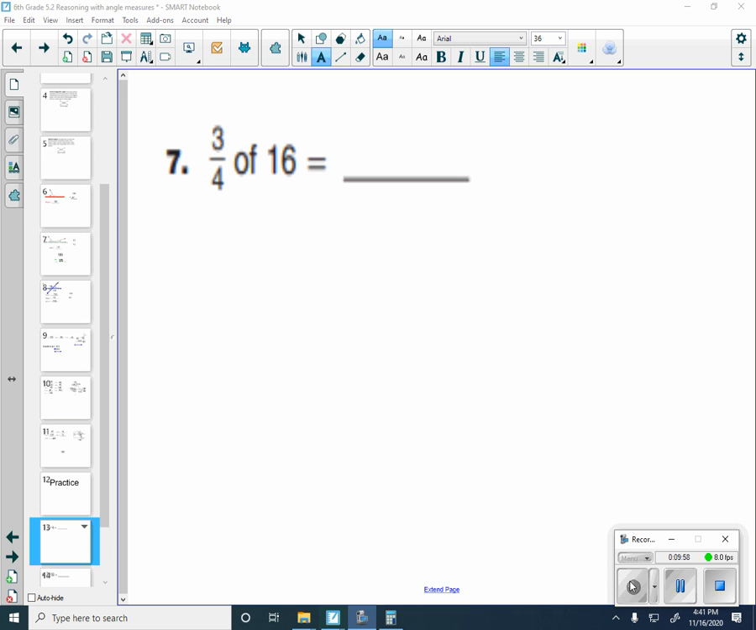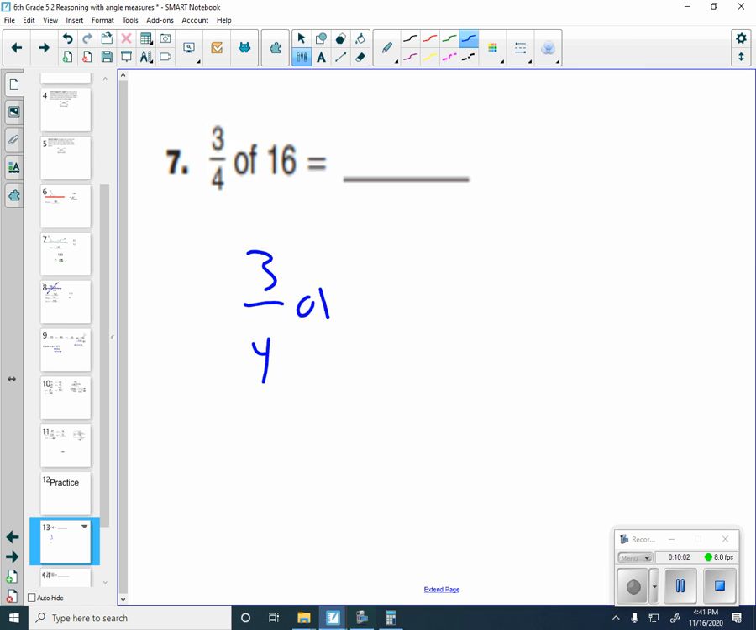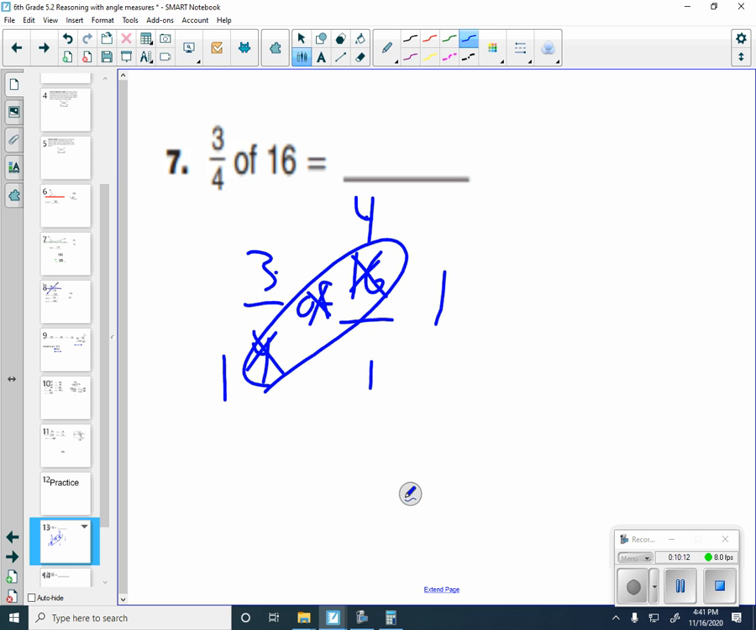We have 3/4 of 16 over 1. Let's cross reduce these because of means multiply. Divided by 4. 4 divided by 4 is 1. 16 divided by 4 is 4. 3 times 4 is 12 over 1. And if you're entering this into our Google form, the answer is 12. 12 is my answer. Let's move on to the next one.